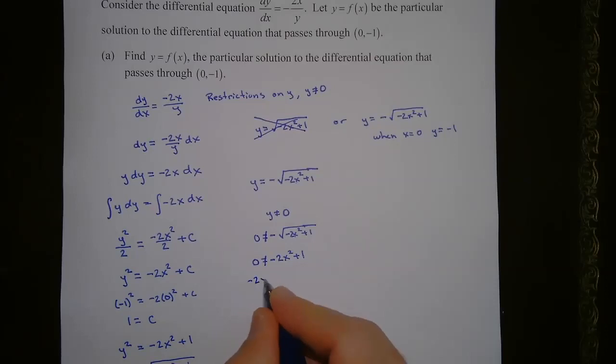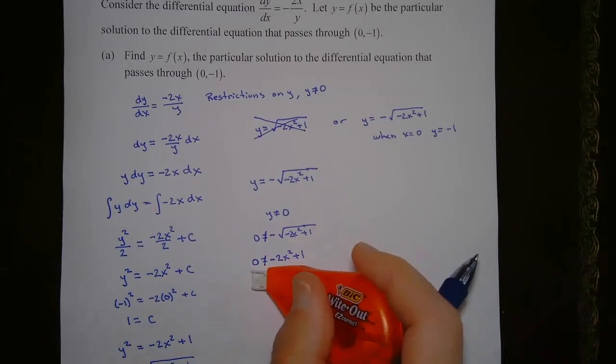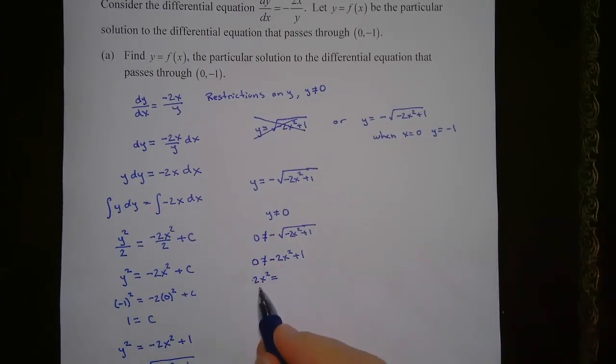So negative 2x squared, it wouldn't be negative though, huh? When I move it to the other side, it becomes positive. So when I move this over, it becomes 2x squared cannot equal 1, which means x squared cannot equal 1/2, which means x cannot be plus or minus the square root of 1/2. That can't be plus or minus 1 over the square root of 2. So x cannot be plus or minus the square root of 2 over 2 in simplified form.